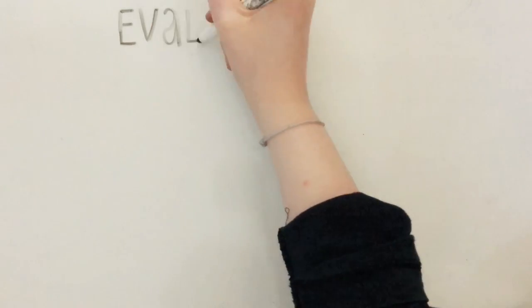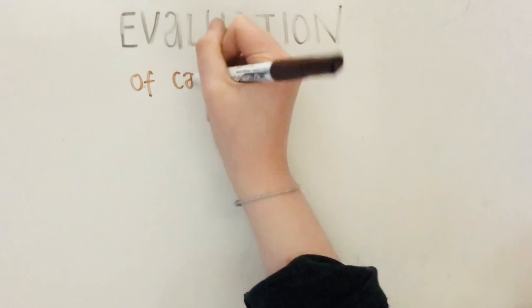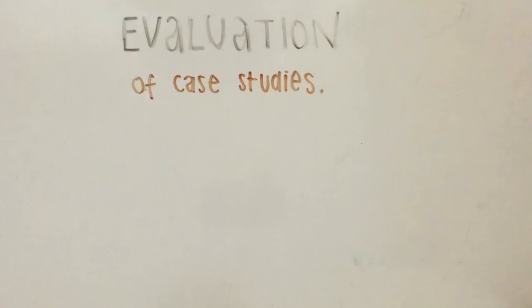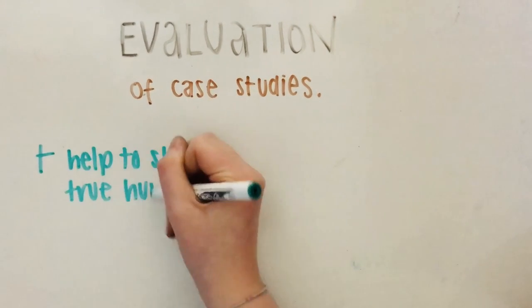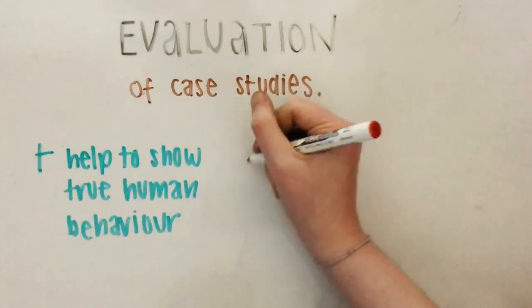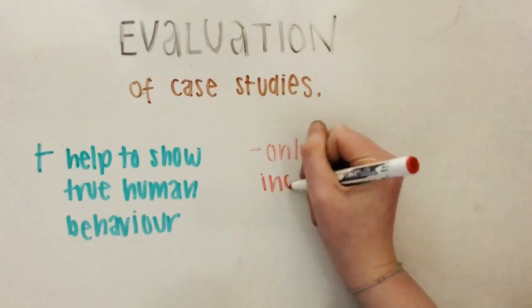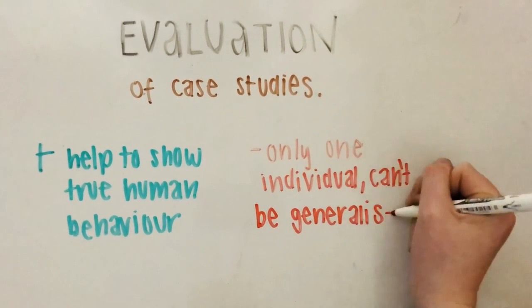Now it's time for the evaluation of our case studies. A case study helps to show true human behaviour and how the brain reacts. However, this is only one individual and we cannot generalise these results, so therefore it lacks ecological validity and, more importantly, population validity.